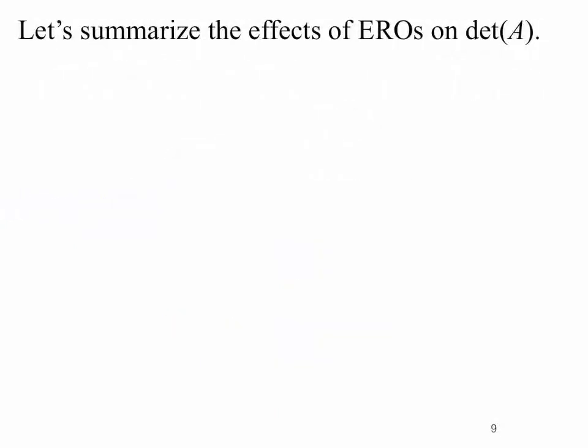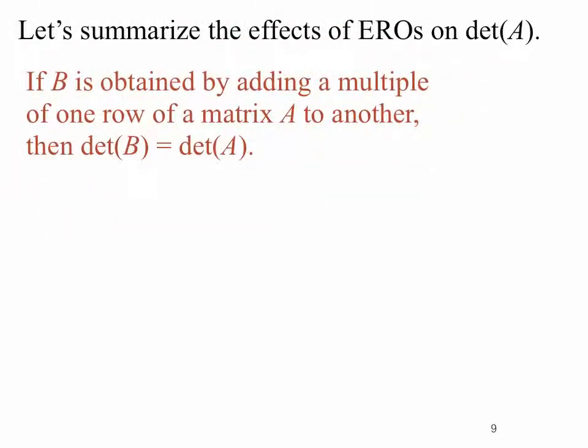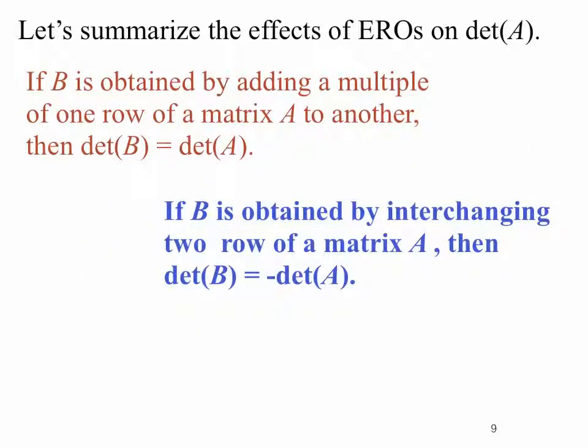So let's summarize the effects of these elementary row operations. First, if B is obtained by adding a multiple of one row of a matrix A to another, then the determinant of B is equal to the determinant of A. Simply stated, adding multiples of rows to each other does not change the determinant of the matrix A. Secondly, if B is obtained by interchanging two rows of a matrix A, then the determinant of B is equal to minus the determinant of A.